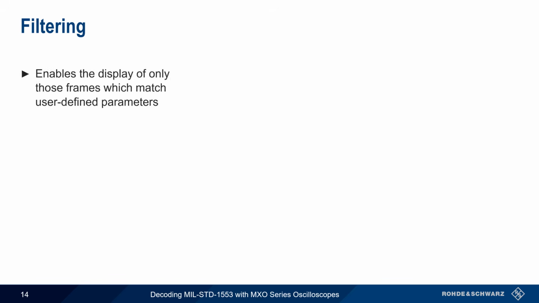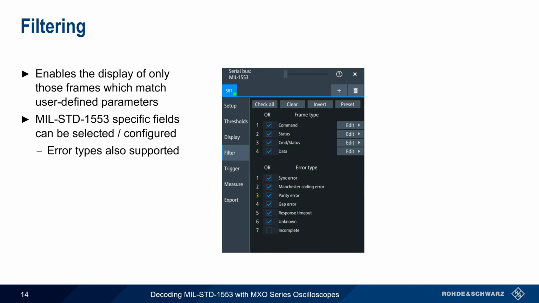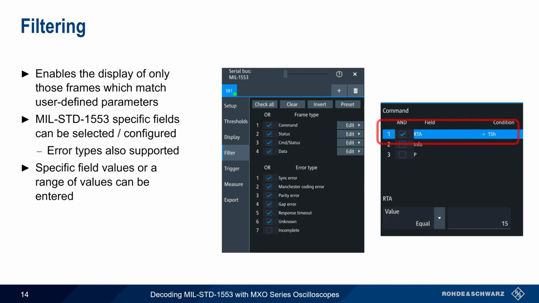Filtering is similar to triggering in that it identifies frames that meet certain user-defined criteria and then only displays those frames. As with triggering, the specific MIL-STD 1553 fields, or field values, can be selected and configured for use as filter criteria. Filtering only on different error types is also supported. Note that the values for a field can be entered as specific values or as a range of values.